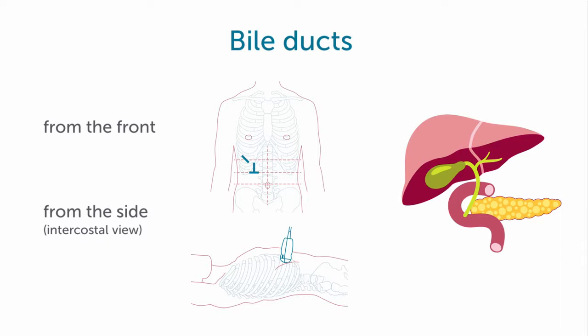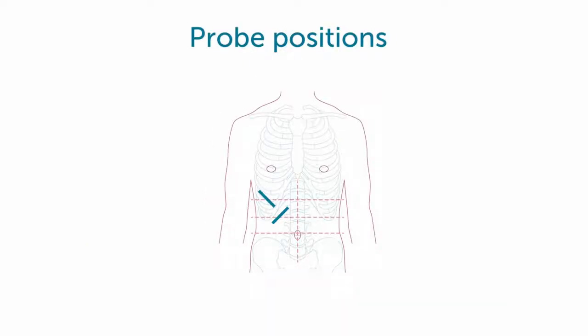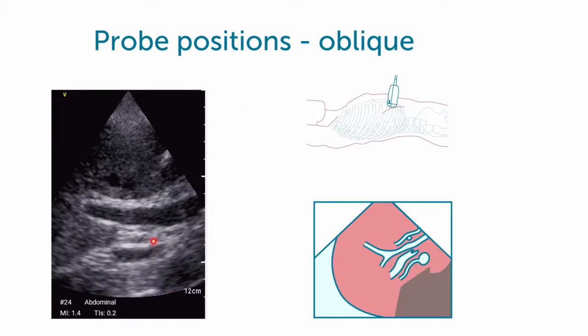You can visualize the portal vein from the front and, as I told you, very important, from the side, intercostal view. The probe positions I would like to show you to depict and to visualize the bile ducts are a little bit comparable to those I showed you before to visualize the gallbladder. The intercostal view, and there is an oblique view here below the ribs. This is the standard oblique view below the ribs, where you can visualize the very thin common bile duct lying adjacent to the portal vein. This is the probe's position.